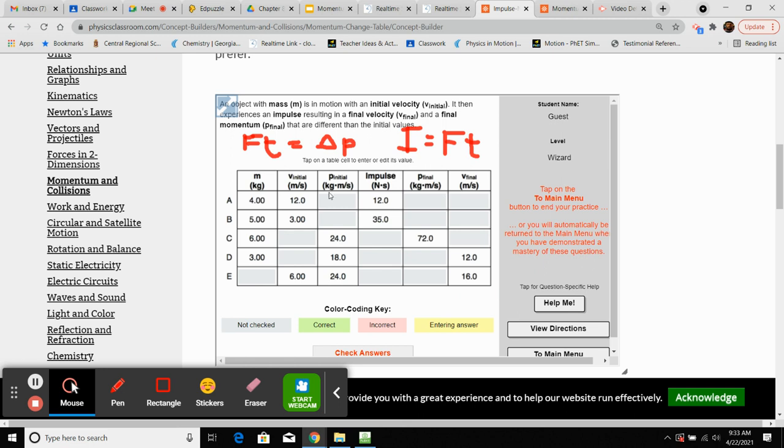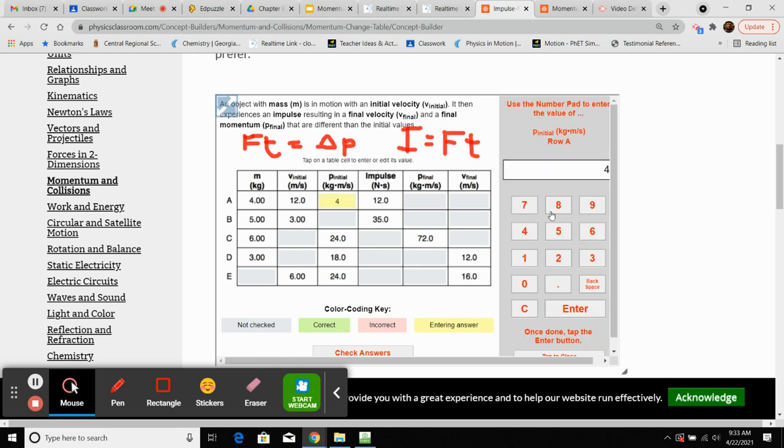Oh, silly. All right, so mass times initial velocity gives us our initial momentum. So what's 4 times 12? So this should be 48. Now, if my impulse is 12, what is my change in momentum going to be? 12. So what is my final going to be? So if I change my initial by 12, what's 48 plus 12? 60. Dope.